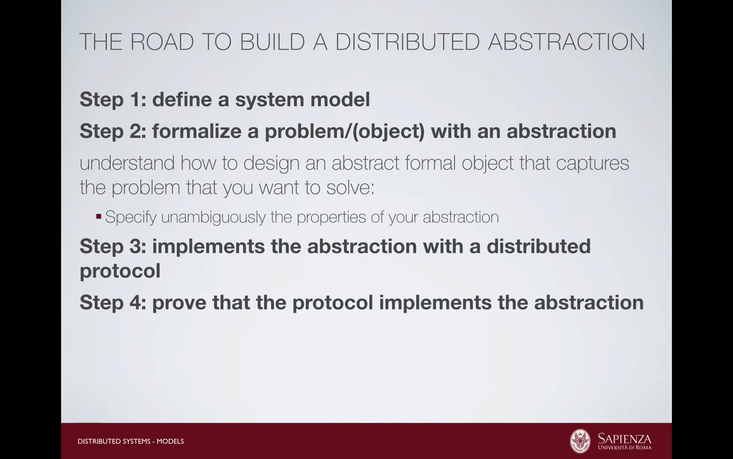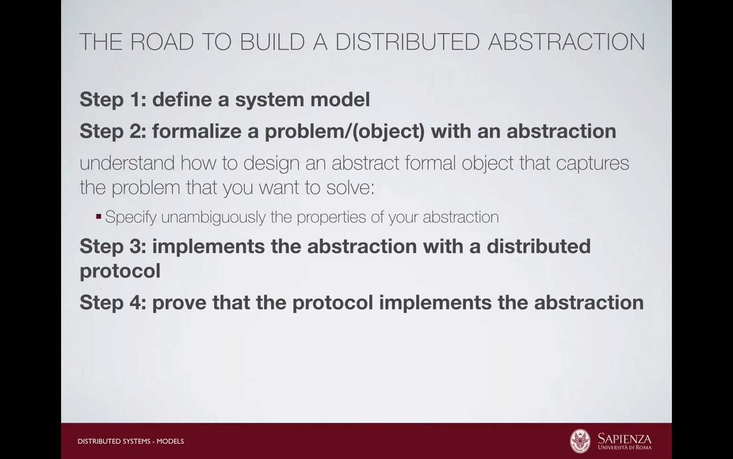So when you have to build some component of a distributed system, the first thing that you have to do is to think how to formalize it in order to analyze it properly. The first step is to define a system model, and this is what we have done in the previous lecture by seeing how to model a system, how to model processes, and how to model failure and execution. The second thing is to formalize the problem and the object using an abstraction.